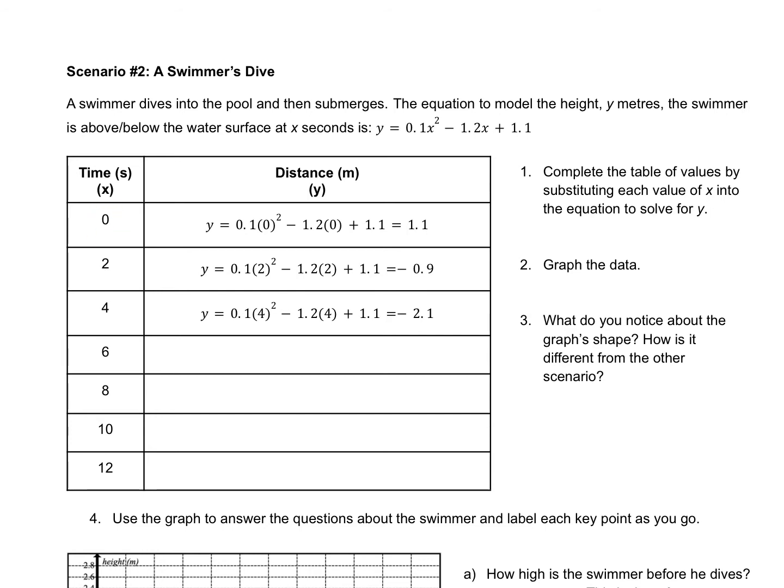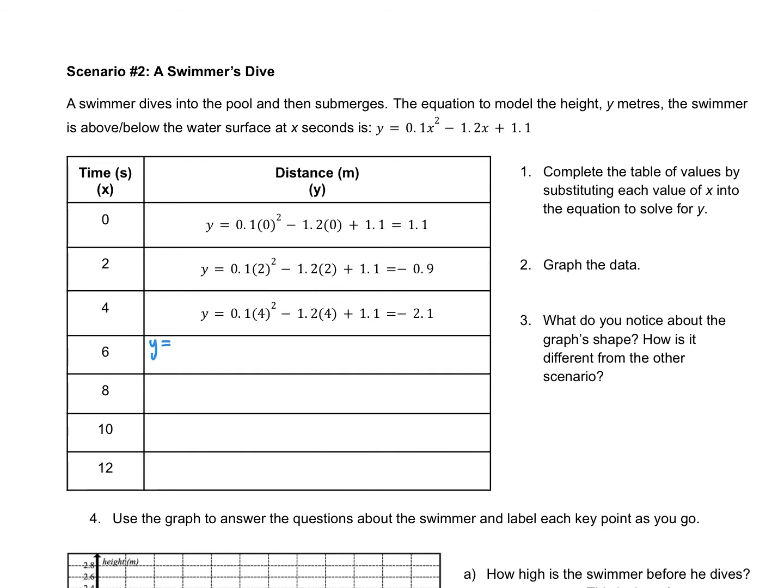So at time 0, thinking back to table of values for lines, we would replace x with the value given. So I have x in two spaces, here and here. So I just replaced x with 0, and then you can plug it into your calculator or do BEDMAS. So at time 0, I got 1.1. At time 2, I replaced x with 2, and I got negative 0.9. And at time 4, I got negative 2.1. The negatives just mean that the swimmer is underwater. So let's go ahead and try the next one.